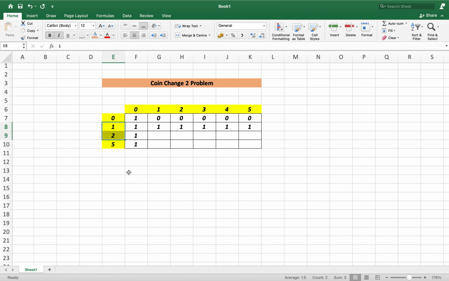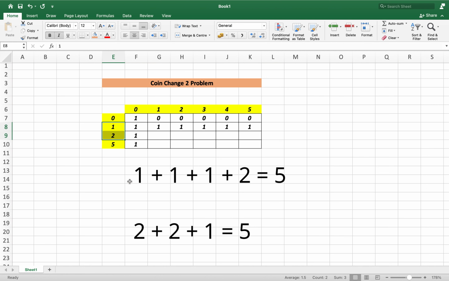Okay, so in scenario 1, 5 can be formed only using coins of denomination 1. And in scenario 2, 5 can be formed using coins of denominations 1 and 2. This is the key. Actually, this is the key to many dynamic programming problems.